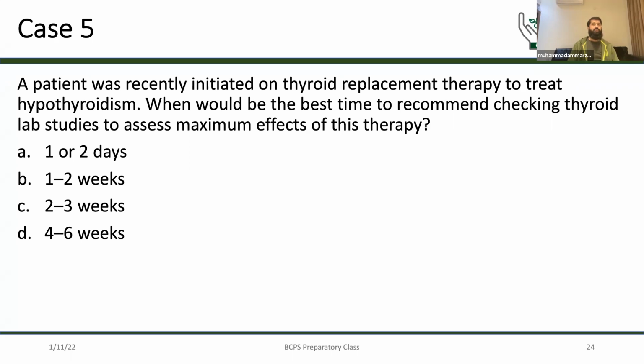So you have to adjust the dose, but for how long should you wait for checking the thyroid lab studies? Because we already discussed that building hormone levels or depleting hormone levels takes some time, and it takes at least a month. So you should check thyroid hormone levels after at least 4 to 6 weeks, and you should adjust the dose accordingly.